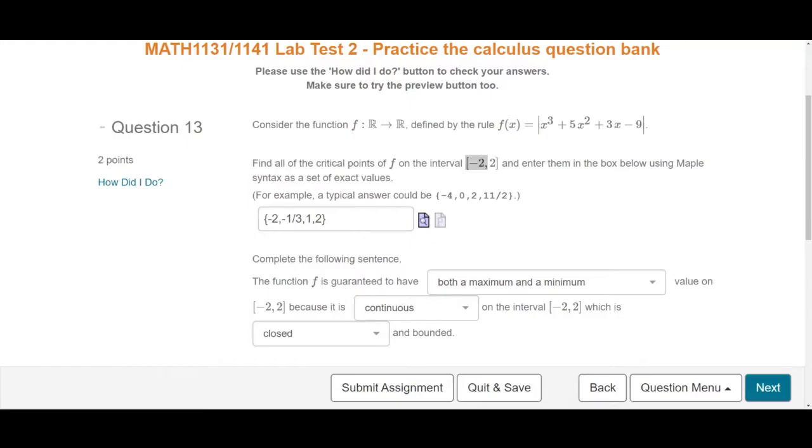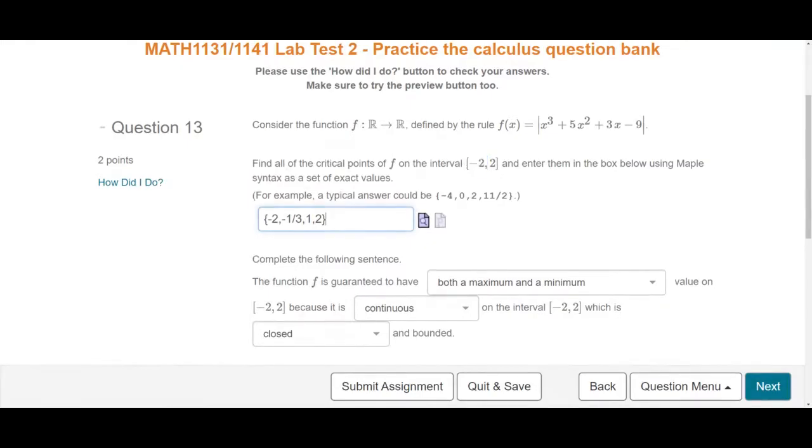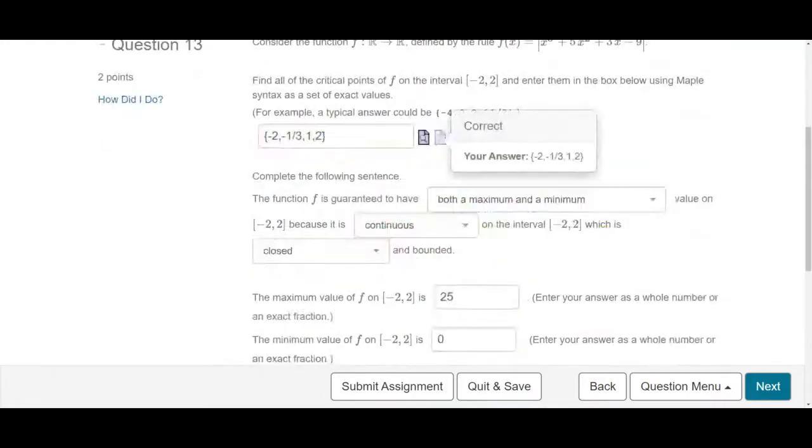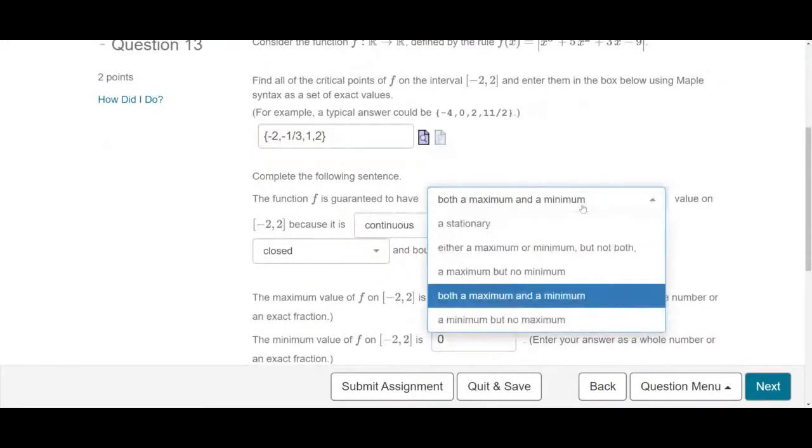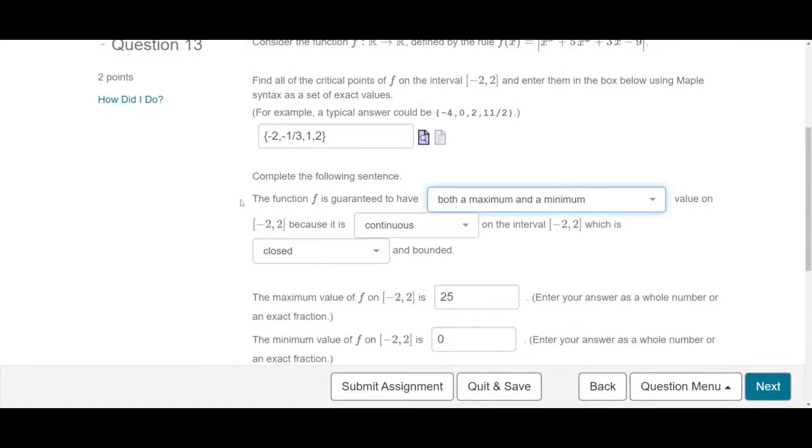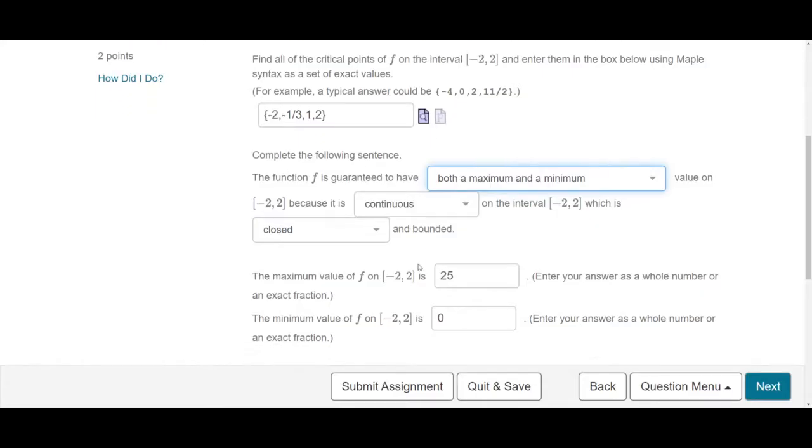So let's enter them in the box. There they are. Are we correct? Yes. Okay. So now there's a whole bunch of drop-down boxes. So the function f is guaranteed to have a maximum and a minimum value because it's a continuous function on a closed interval.